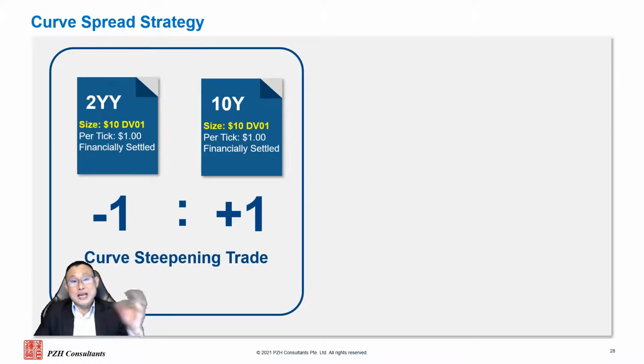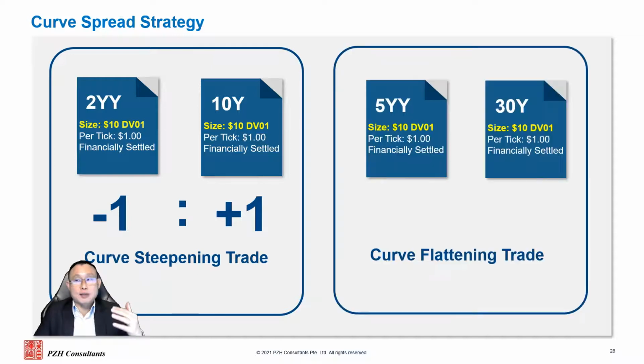Similarly, if you think the other way around, if the curve is going to flatten, for example, in this particular case, a 5 versus 10 years. You think that the 10 years interest rate is going to come off faster than the 5-year interest rate, or the 30-year interest rate is going to go up slower than the 5-year interest rate. Then you have a curve flattening trade where you long the 5 years and you short the 30 years.